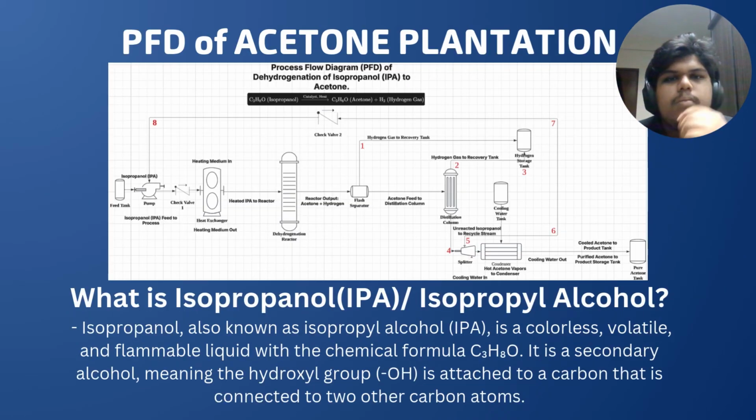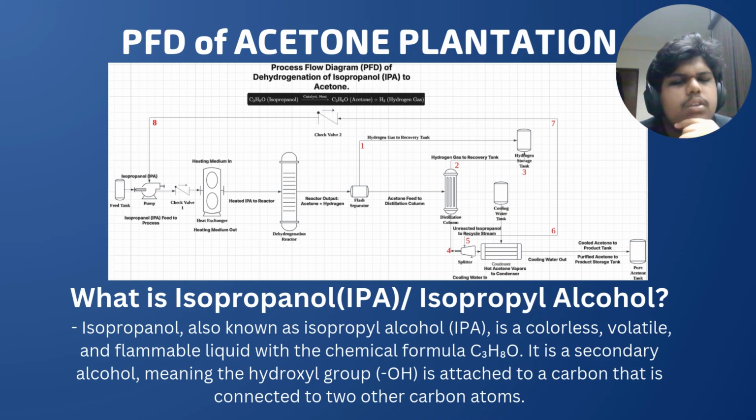Alright then, now we are seeing the process flow diagram, or PFD, of our acetone plant, where we are using isopropanol, also known as isopropyl alcohol, to make pure acetone. That's our motive. That's our goal.